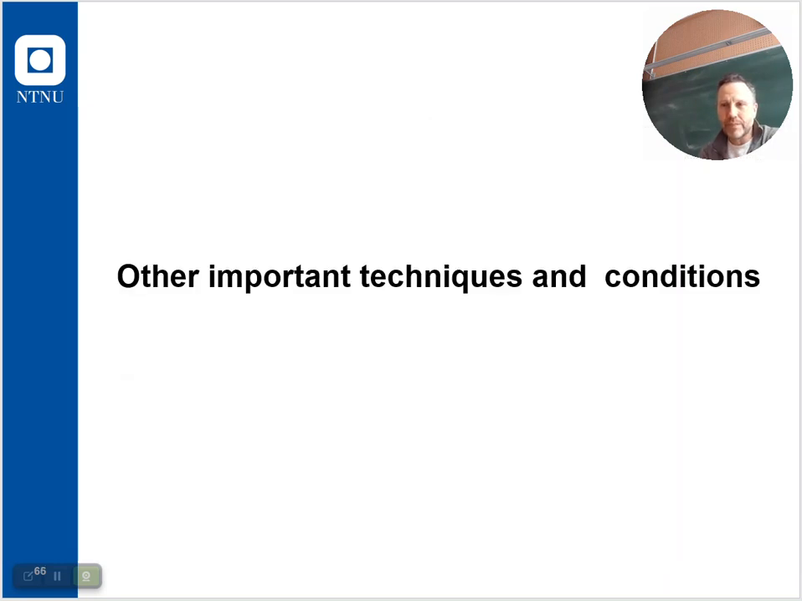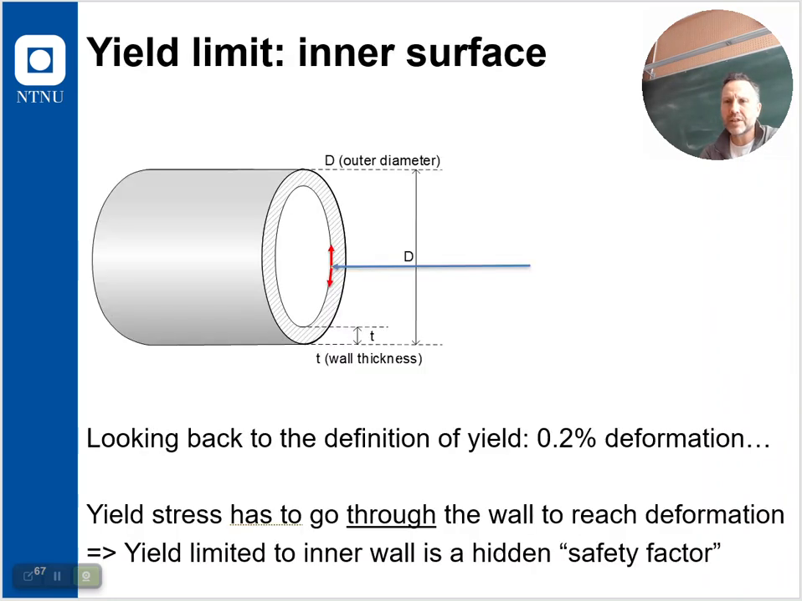All right. I think actually we are there, but we have 1 minute to talk about other important techniques and conditions. It's inner surface yield, through wall yield is the thing. And what I forgot to mention, API, and going back to our curve, I don't know if we have that one again somewhere. I think I saw, yeah, here it is.